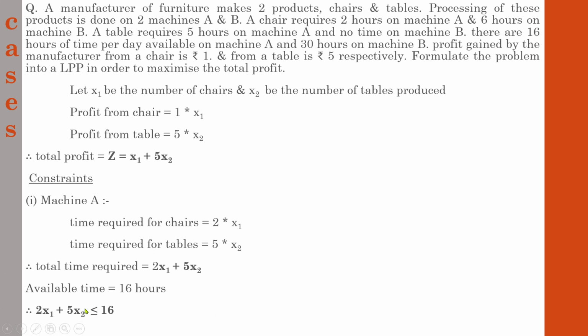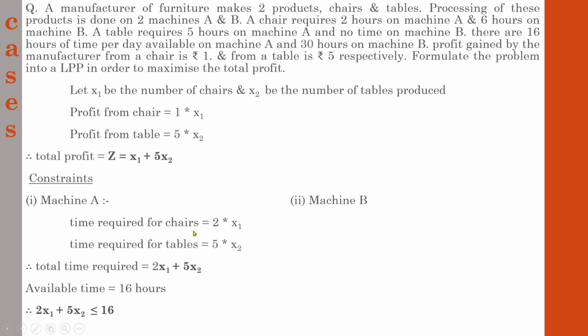And remember to use the sign less than or equal to 16, because in this question it is mentioned that there are only 16 hours. You can't use anything more than 16, so you have to stay within that. Next one, machine B. Similarly, you have to follow the same steps.